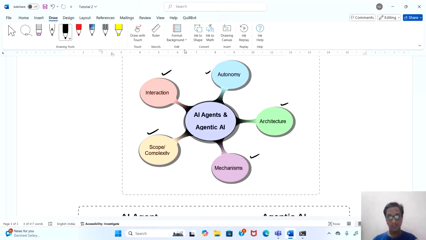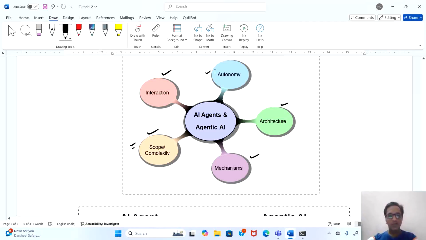Obviously, they are autonomous systems. Architecture depends on which system and how they are behaving, working. What is the mechanism? Obviously, they use LLMs. And what is the scope? For what task have they been set up?